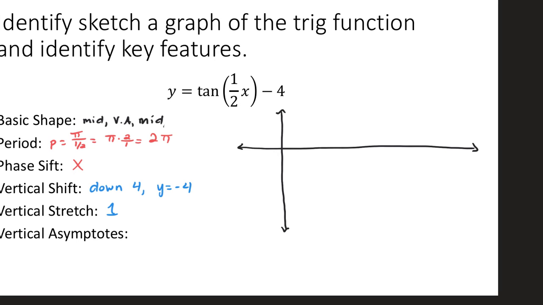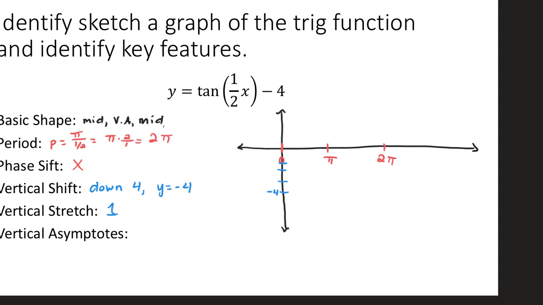To start my x axis, I know that I have no phase shift, so I'm going to start at 0, and then I have a period of 2 pi, so I'll go ahead and put pi and 2 pi on there. And then I also want to set up my important y values. I have a midline of -4. And there is no vertical stretch on this graph, so it will look like a normal tangent function, not stretched.